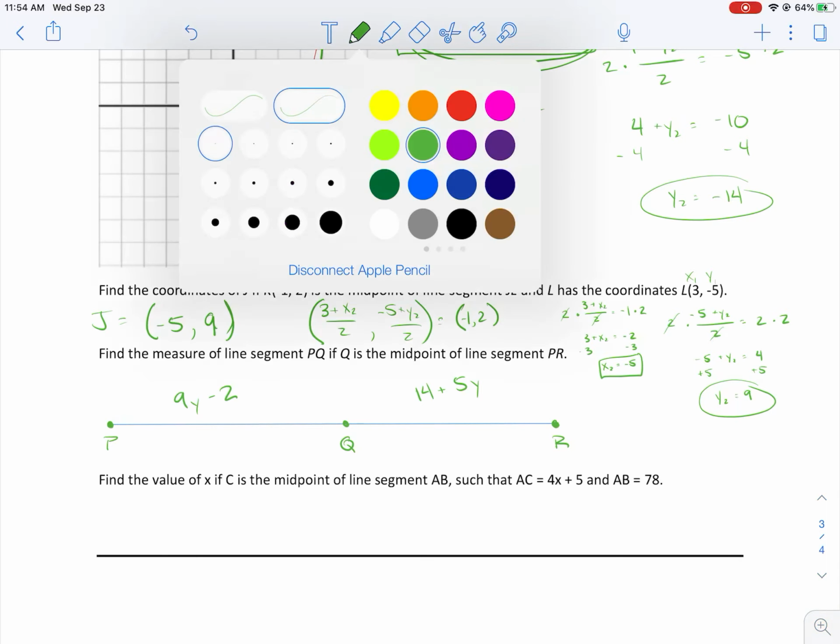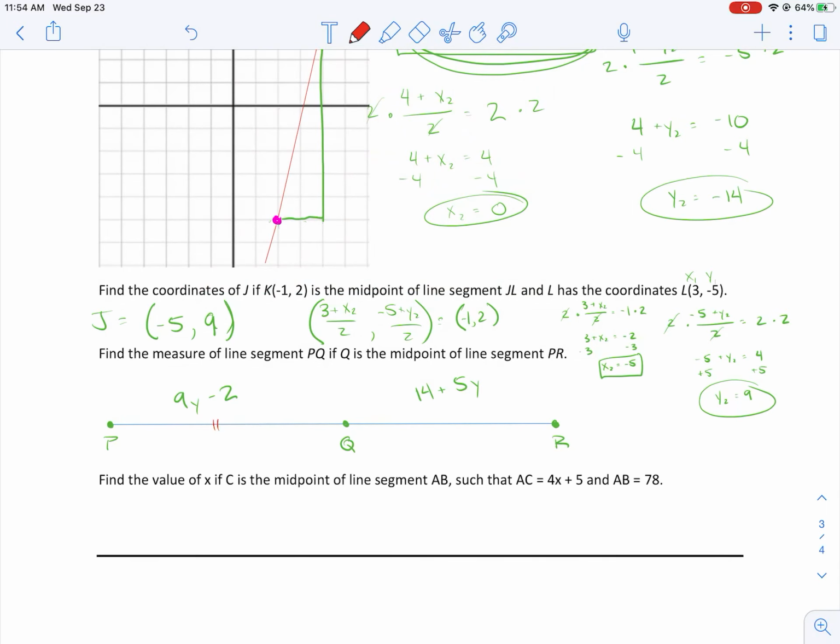So what does it mean to be a midpoint? Well, what that means is that this length is equal to this length, right? And so what we know about those two lengths is that the measure of line segment PQ is equal to line segment QR. Both of those line segments are of equal length. That's what it means to be a midpoint, right?